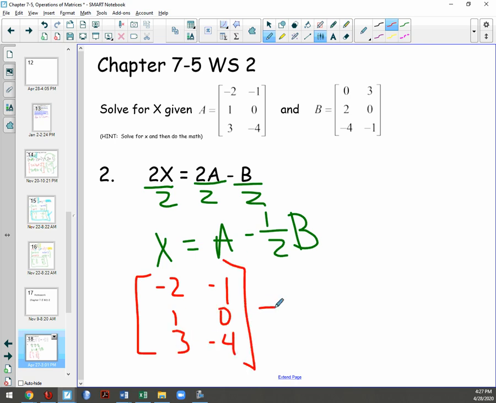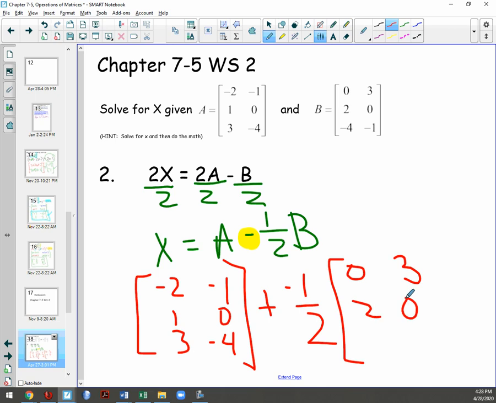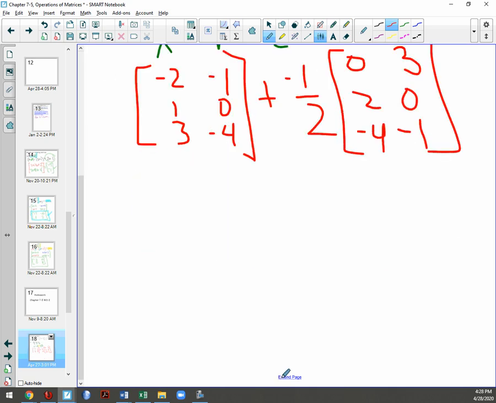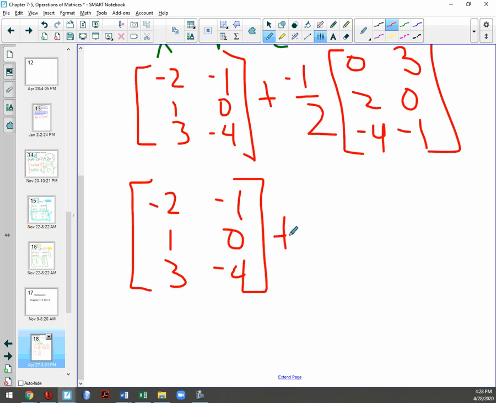Then we're going to multiply B by a scalar. But do you see how this says minus? I'm going to go ahead and change that to a plus and make this a -1/2. And B is 0, 3, 2, 0, -4, -1. Now, what I know is my brain does mathematics a whole lot easier with addition than with subtraction. So I'm going to drop down matrix A, which has not changed, and I'm going to simply distribute this -1/2 into each one of these terms here.